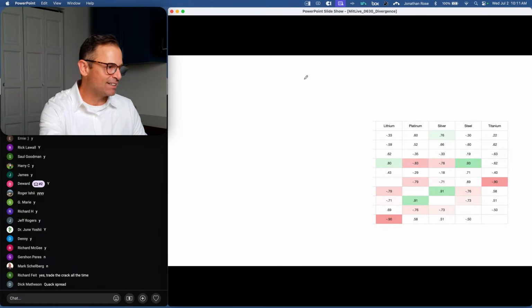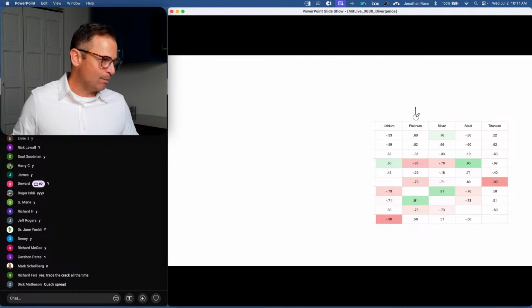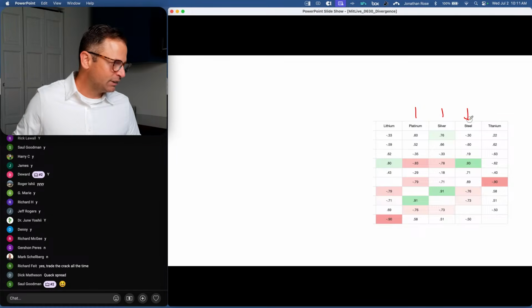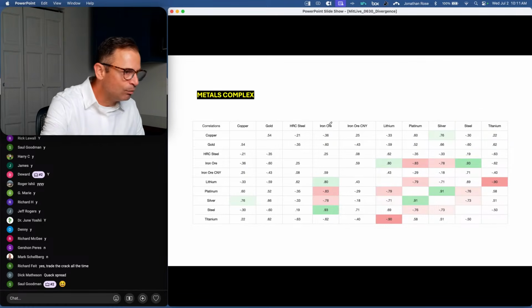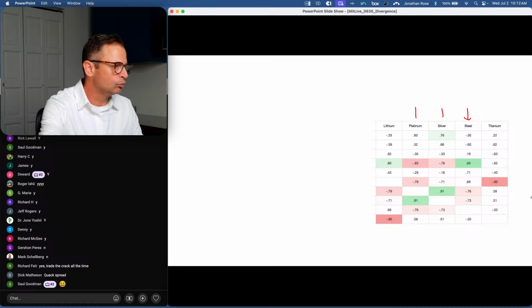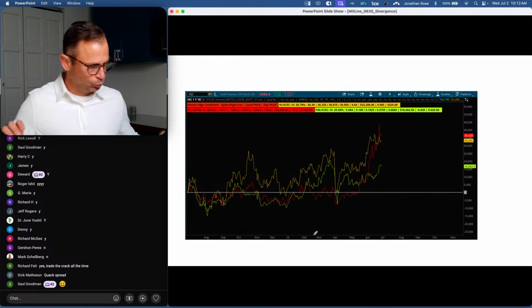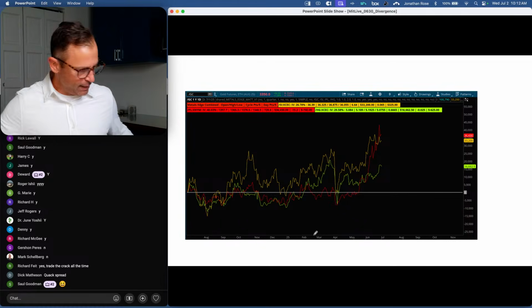Let's look at the metals complex. Metals complex we're going to look at over here. And I'm going to look at platinum, silver, steel, probably not. We want to look more of like gold, copper, okay? I'm going to show you exactly how to do this as well, guys. So metals complex. Let me get my pen back. Where did my pen just go?